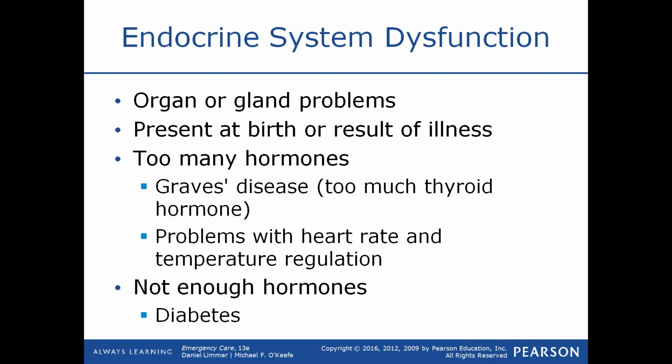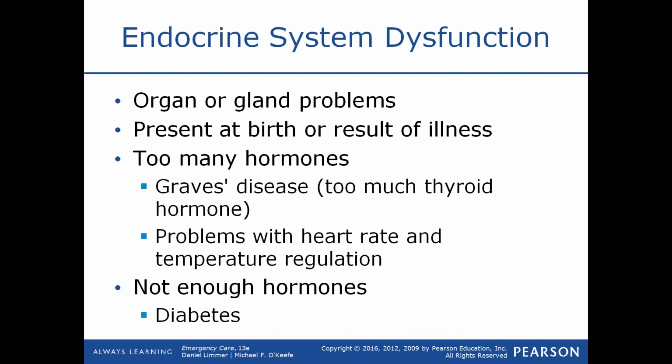And sometimes endocrine system dysfunction could be present at birth, as in the case of type 1 diabetes, where a child may be born, or an infant may be born, with a pancreas that does not secrete insulin or doesn't secrete enough insulin. Or it may be the result of illness, as in the case of type 2 diabetes, which occurs when your body becomes resistant to the insulin that you're producing.